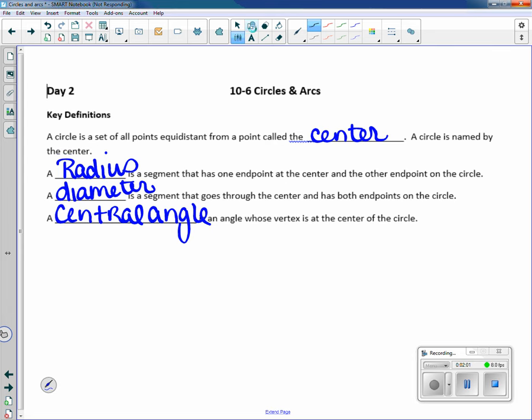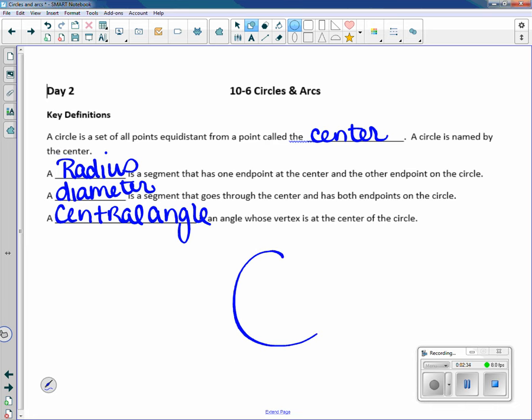The sum of all the central angles, and I'm just going to show you a picture. If I have a circle, look at this circle right here. If I add up every one of those angles, because each one is a central angle, they would add up to 360 degrees. So the circle is 360 degrees. So the sum of the central angles in a circle is 360 degrees.